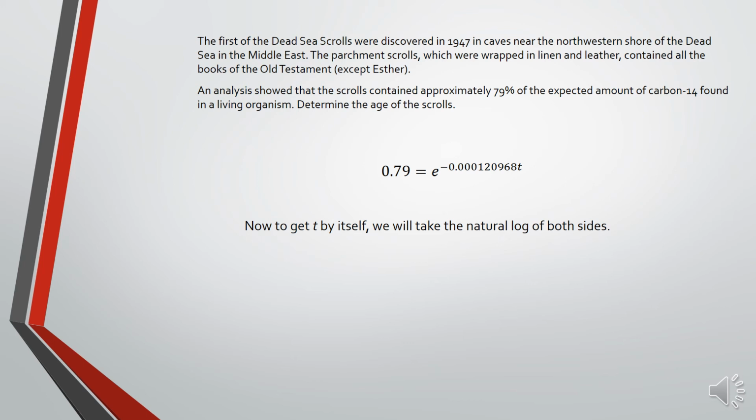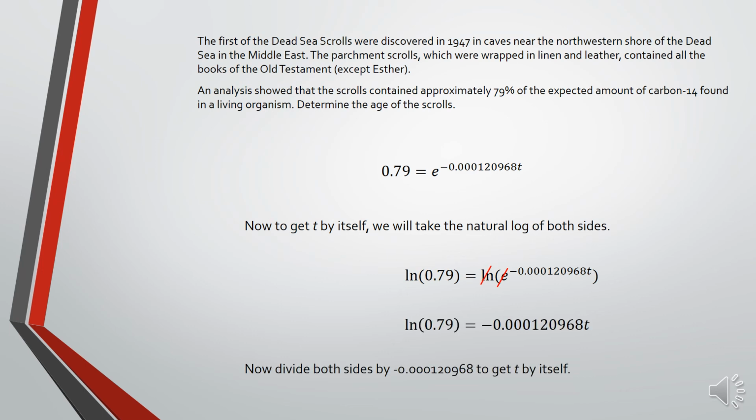Now to get T by itself, since T is in the exponent, we need to take the natural log of both sides. Now this is something that we learned in class, and we learned that natural log and E are inverses or opposites, and they cancel each other out. So here we've taken the natural log of both sides. Remember that natural log and E cancel each other. So we're left with natural log of 0.79 equals negative 0.000120968 times T. So everything that was in the exponent has now come down, and it's become our right-hand side.